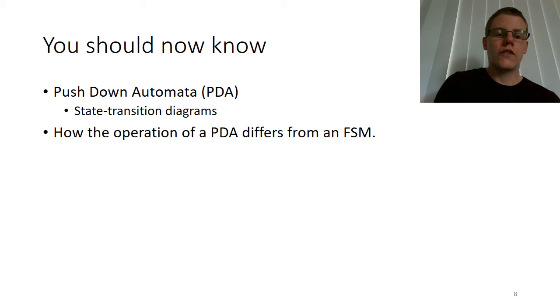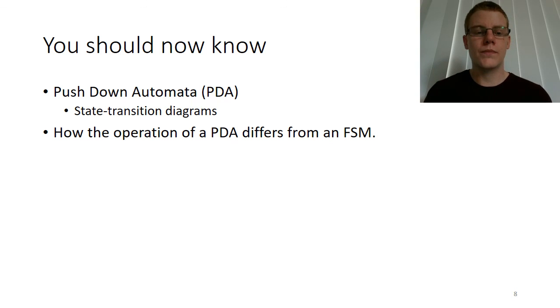So the things you should know from this video is you should have an awareness of pushdown automata, but only in the form of the state transition diagrams. The next video will talk about the formal definition. And you should be aware of how the operation of a pushdown automata differs from that of an FSM. And that's what I was saying before, just how the transitions change and how we modify the definition of accepting when we have a stack.